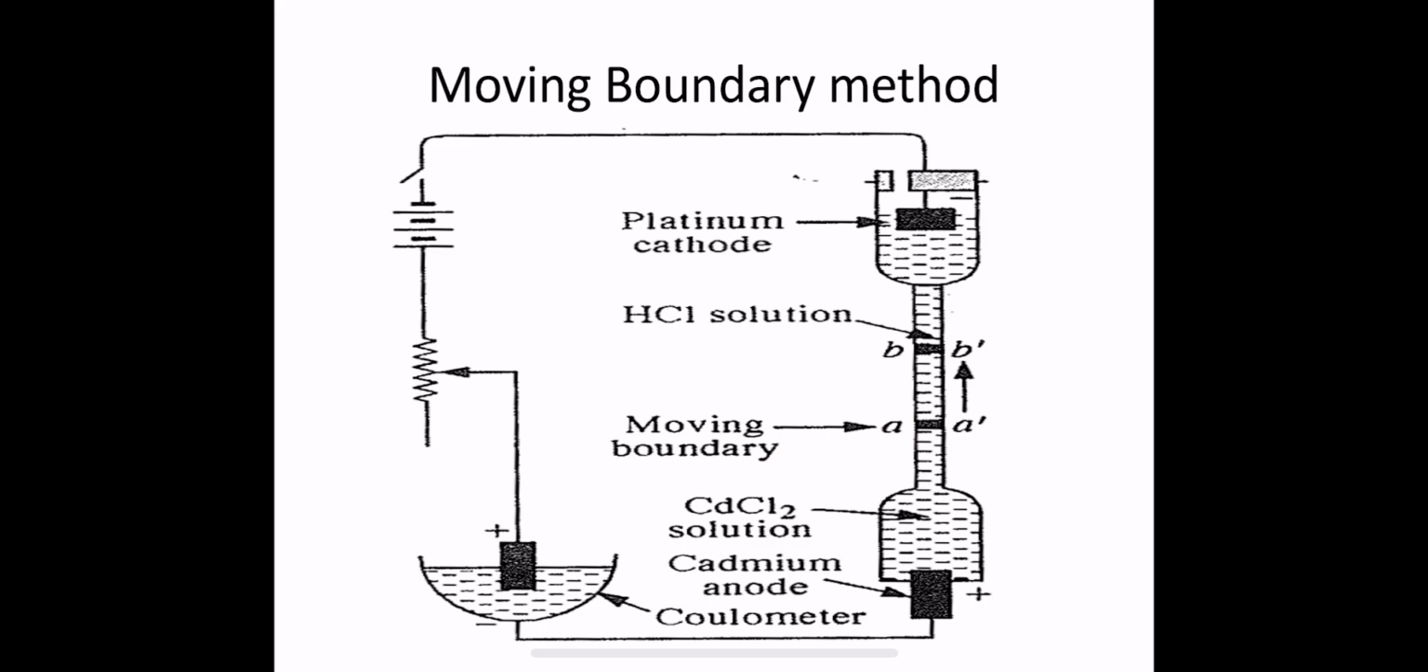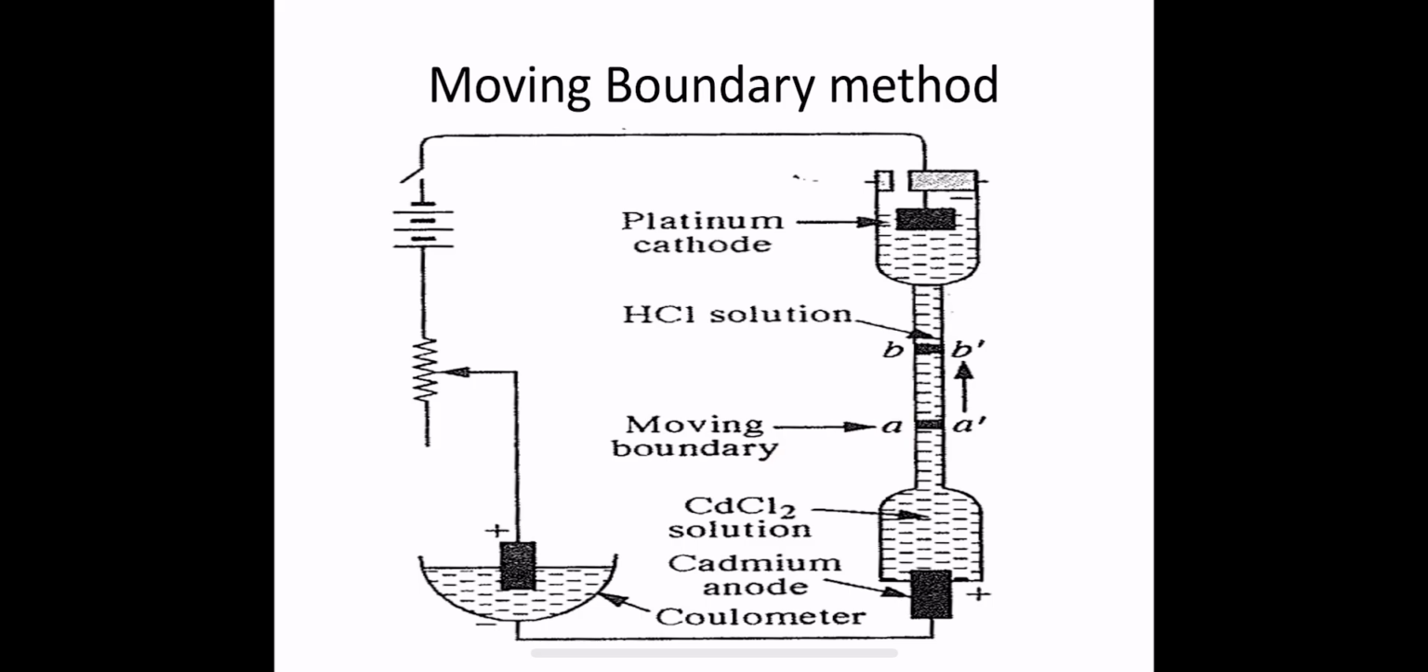The selection of the indicator electrolyte has to be made very carefully. Its cation should not move faster than the cation whose transport number is to be determined, and it should have the same anion as the principal electrolyte. If we observe the anions in the two solutions, HCl and CdCl2, the anions are the same. The anion present in CdCl2 solution is the same as the anion present in the principal electrolyte, HCl. So cadmium chloride fulfills both these requirements, which is why cadmium chloride is used.